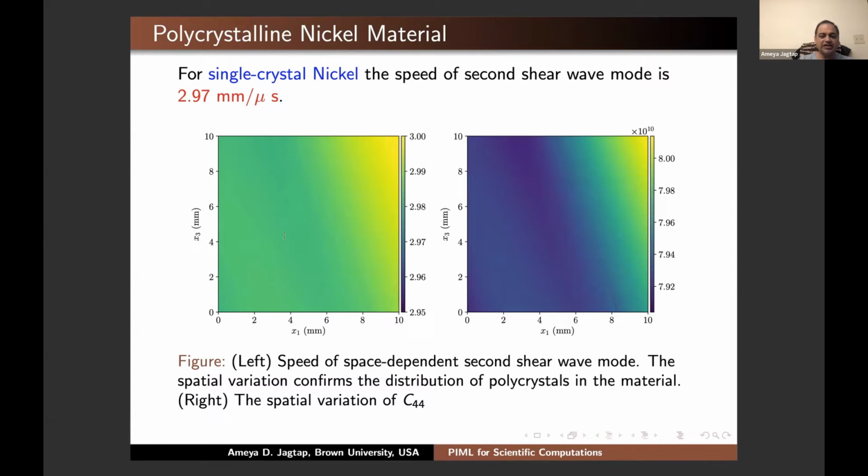That's the second shear wave mode, you can see here. And you can see it's not constant, it's spatially varying. That's why we know of the existence of polycrystalline material. So it's not made up of a single crystal of nickel, but of multiple polycrystals. On the right-hand side is the compliance coefficient C44. We compare the error, and the error between the actual value and the value predicted by the PINN is less than 1%.